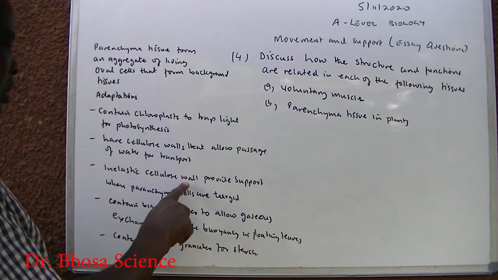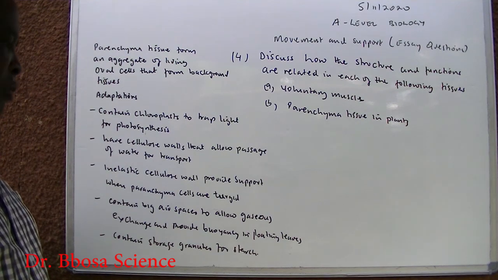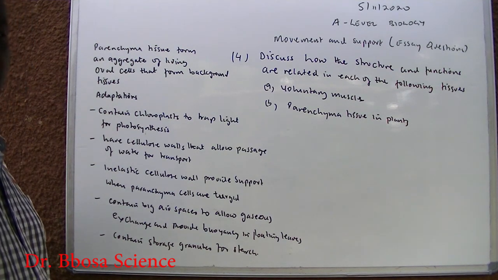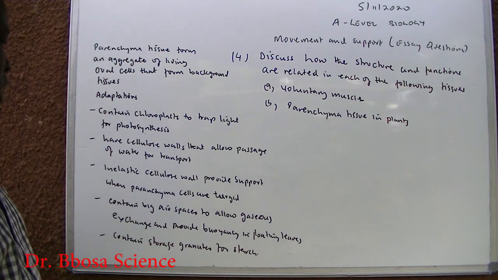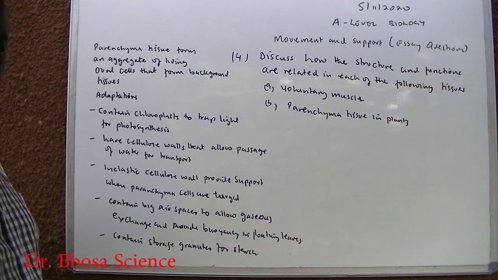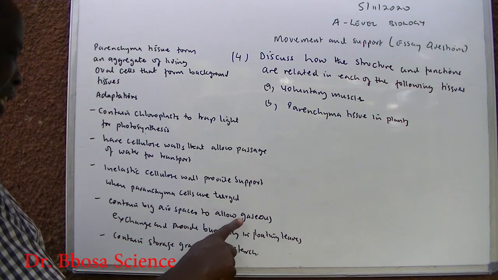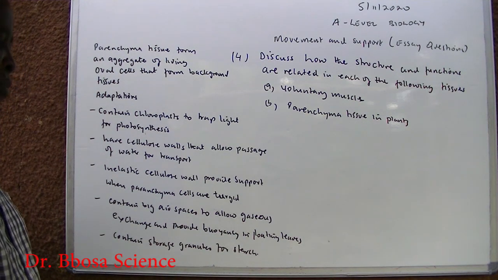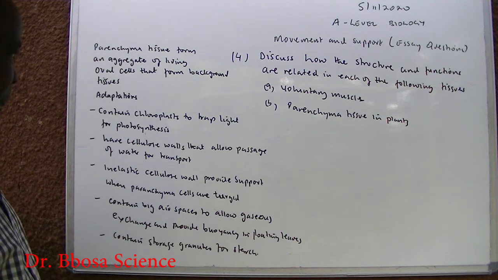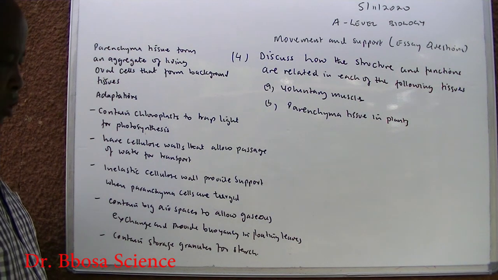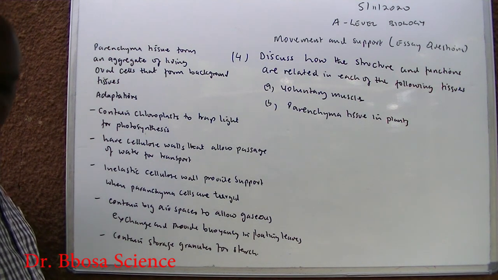Inelastic cellulose walls provide support when parenchyma cells are turgid, contain big air spaces to allow gaseous exchange and provide buoyancy in floating leaves. Parenchyma tissue contains storage granules to store starch.